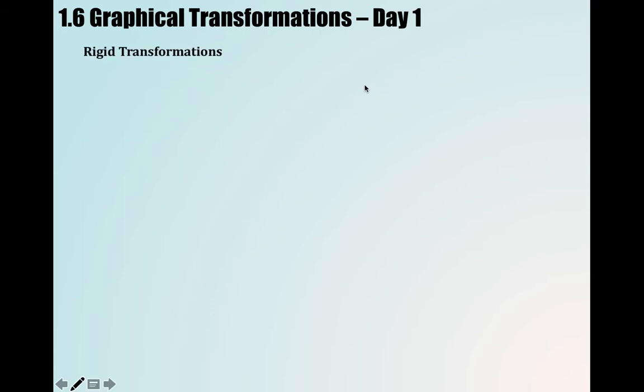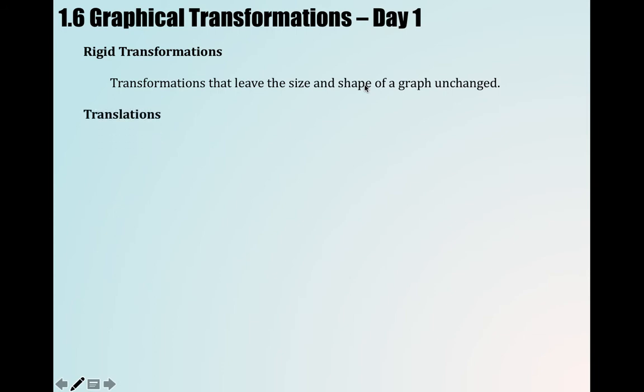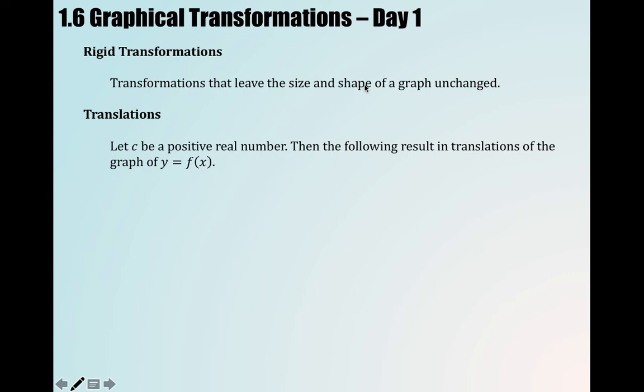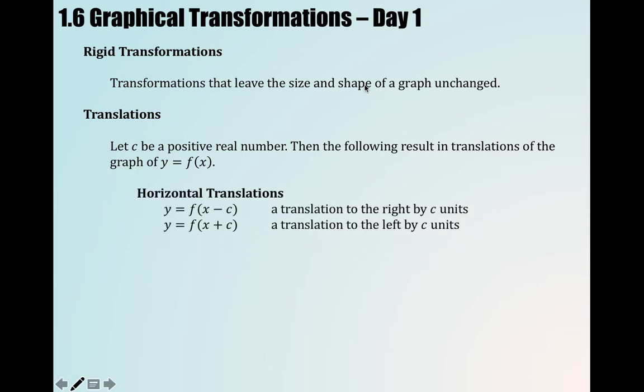So let's get started. Rigid transformations, maybe you remember these. Transformations that leave the size and shape of a graph unchanged, right? So a rigid transformation is going to be something like a translation. Let c be a positive real number. The following result in translations of the graph of y equals f of x. So we've got horizontal translation. When you subtract c, it is a translation right by c units, and when you add c, it results in a translation to the left by c units.